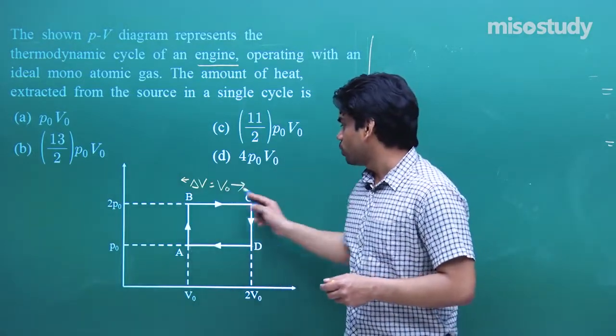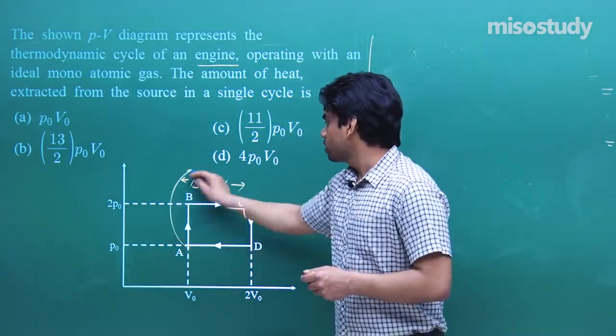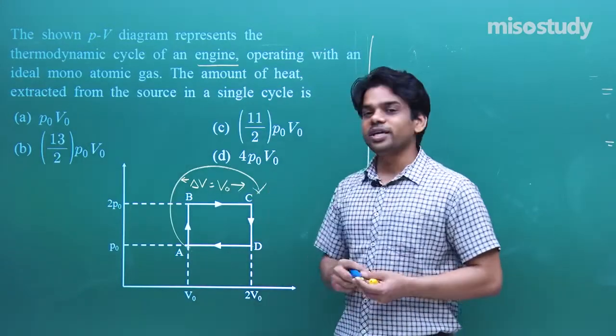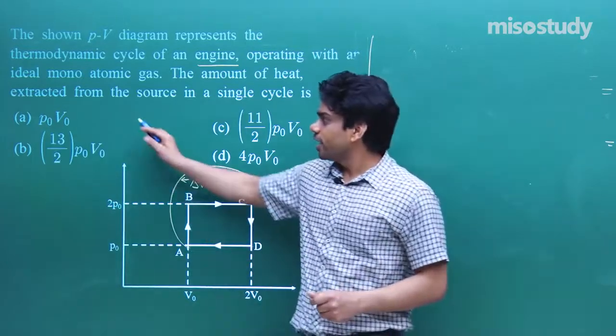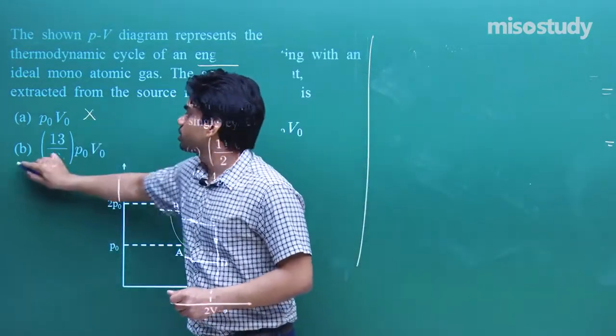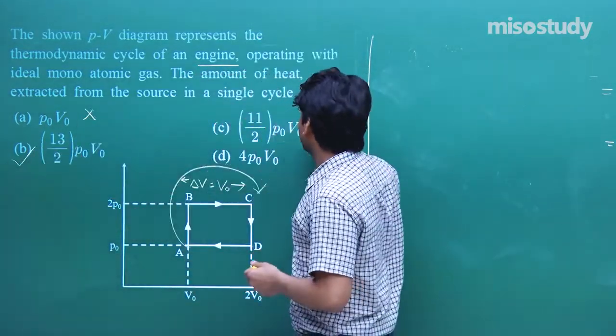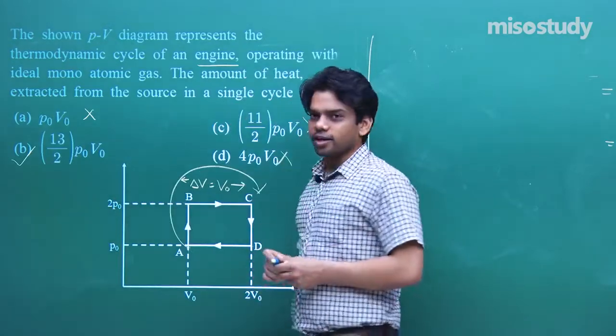So till here you only have to check the amount of heat energy that will be taken up. That comes up to 13 by 2 P0 V0. A is P0 V0, that's incorrect. B, 13 by 2 P0 V0, that's correct. Rest all options will be incorrect for this.